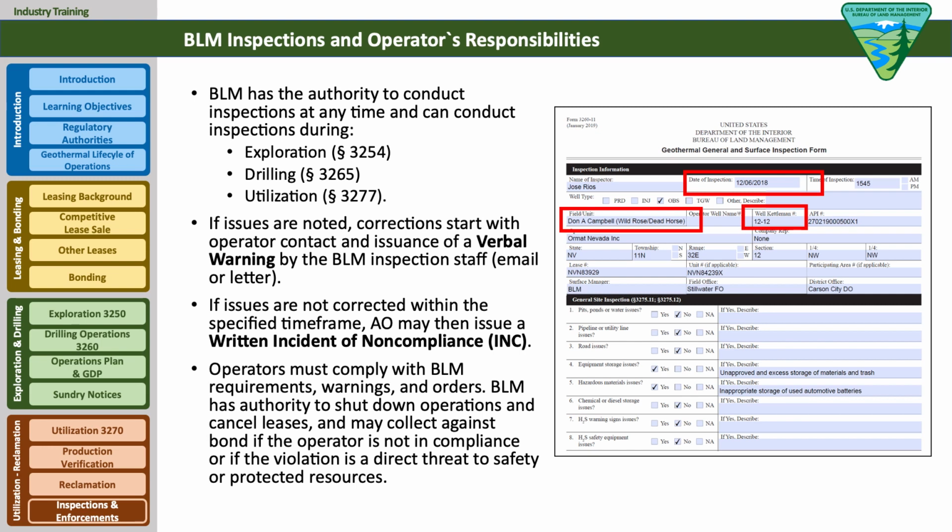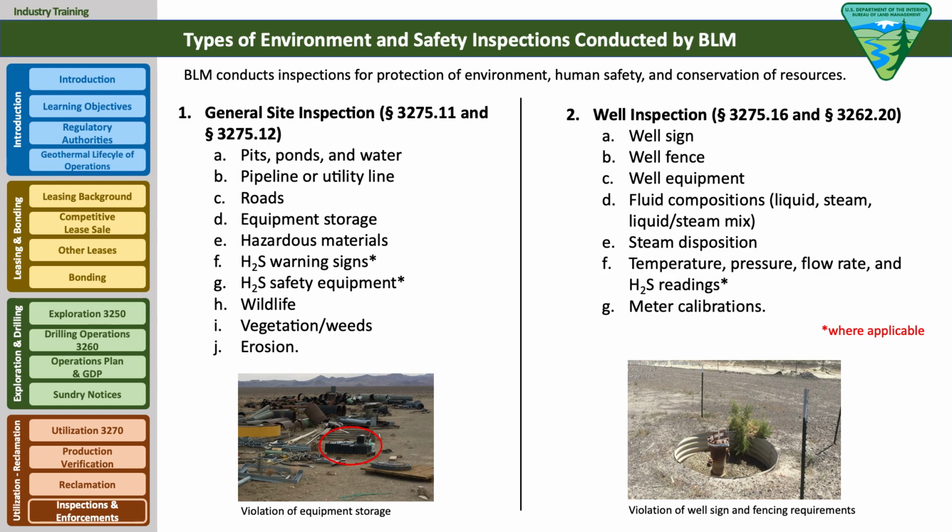The BLM has the authority to shut down operations and cancel leases, and may collect against a bond if the operator is not in compliance or if the violation is a direct threat to safety or protected resources. BLM conducts inspections for protection of environment, human safety, and conservation of resources.